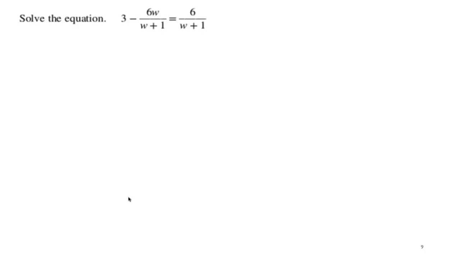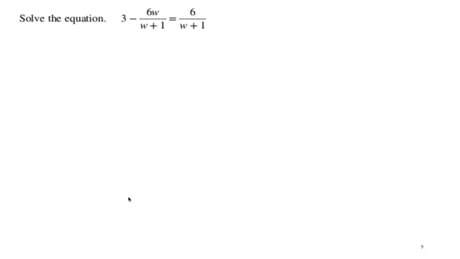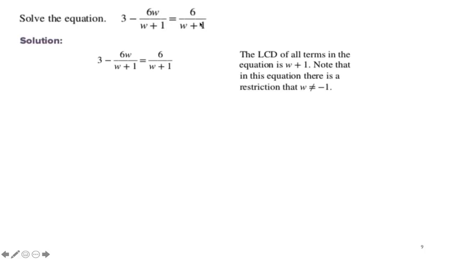Okay, here's another one. This one will be a little different than the previous one. Let's just see this. Again, we need to find the LCD. Here's the denominator, w plus 1, w plus 1. So the LCD will be just w plus 1. Notice we have a restriction here, which is that w cannot be -1, because -1 will give you a division by 0 at the bottom.